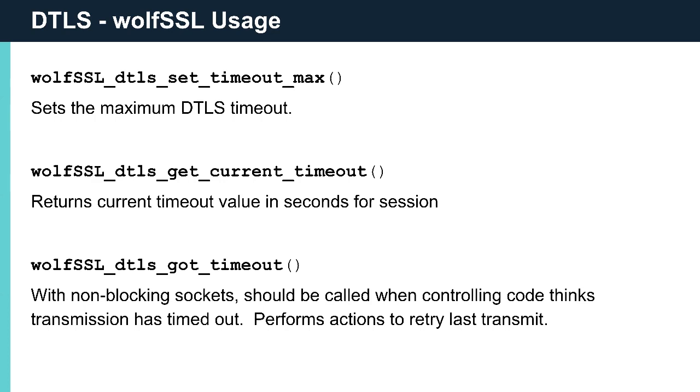wolfSSL_dtls_set_timeout_max sets the maximum DTLS timeout. wolfSSL_dtls_get_current_timeout gets the current timeout value for that session in seconds. wolfSSL_dtls_got_timeout: if your application thinks the timeout has occurred, you can call this, and wolfSSL will try to retry the transmission of that last message.